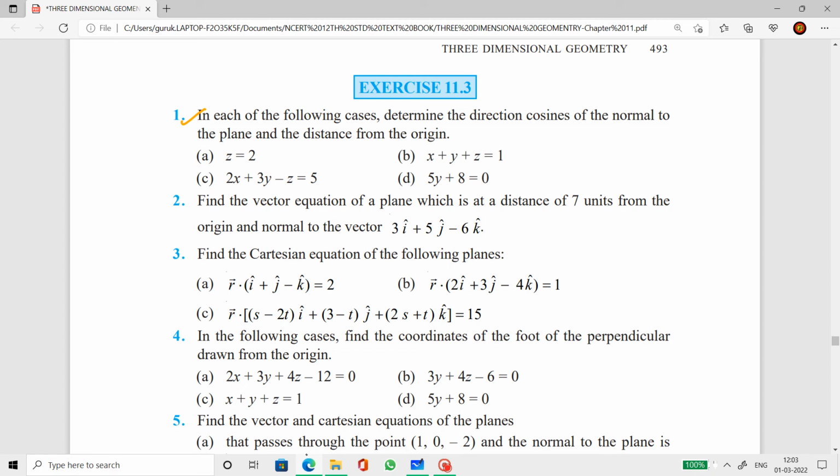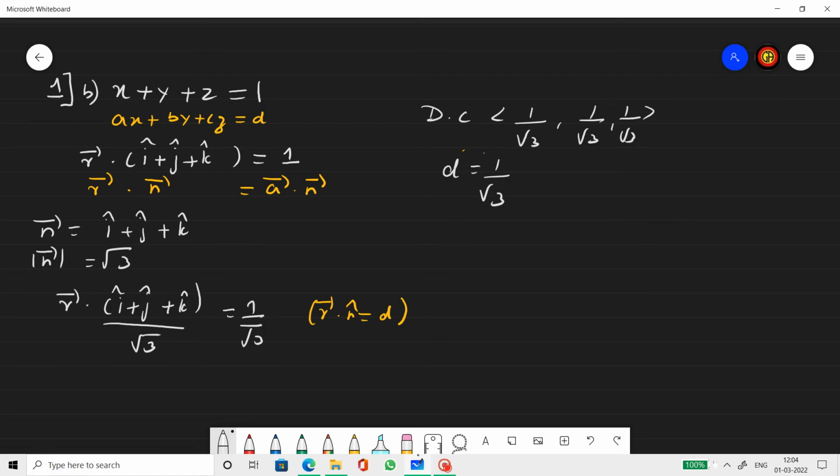Now, question number 2. If you have a doubt in the first one, it is z equal to 2. I'll just give you a brief idea of how to take it. z equal to 2 means it is 0x plus 0y plus 1z equal to 2. So it is in the form ax plus by plus cz equal to d. So r vector dot (0i plus 0j plus k) equals 2. Then it's the same thing.